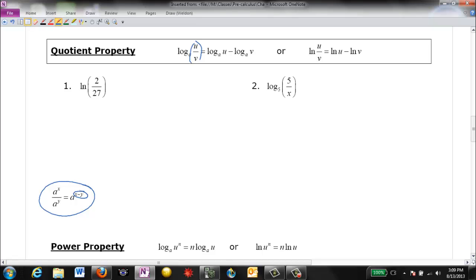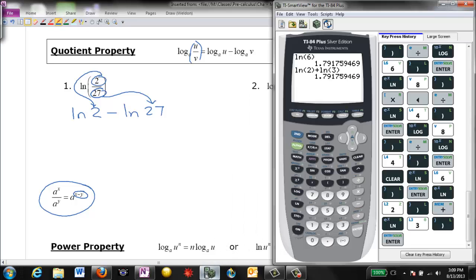So I can actually rewrite this as the natural log of 2, so that the numerator here is going to come first, minus the natural log of 27. So the 2 is going to come first, the 27 comes next, and this expression is equivalent to what we saw in number 1. And I'll demonstrate that again with the calculator here.